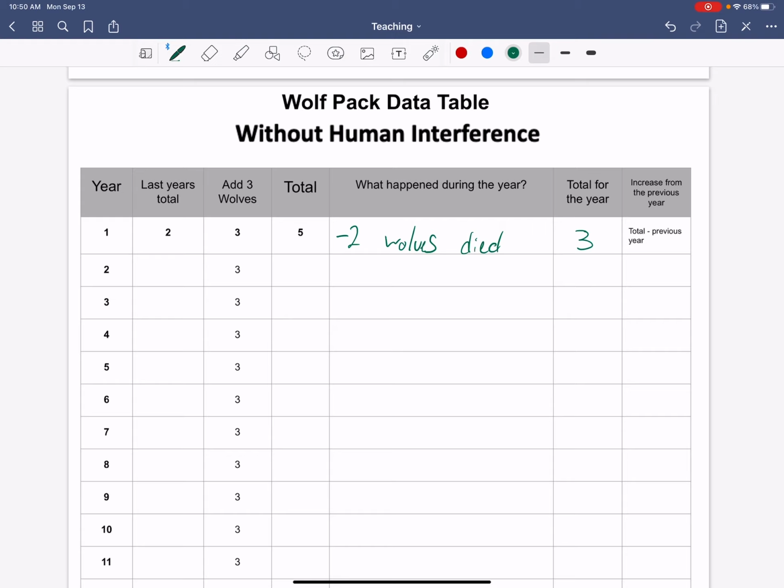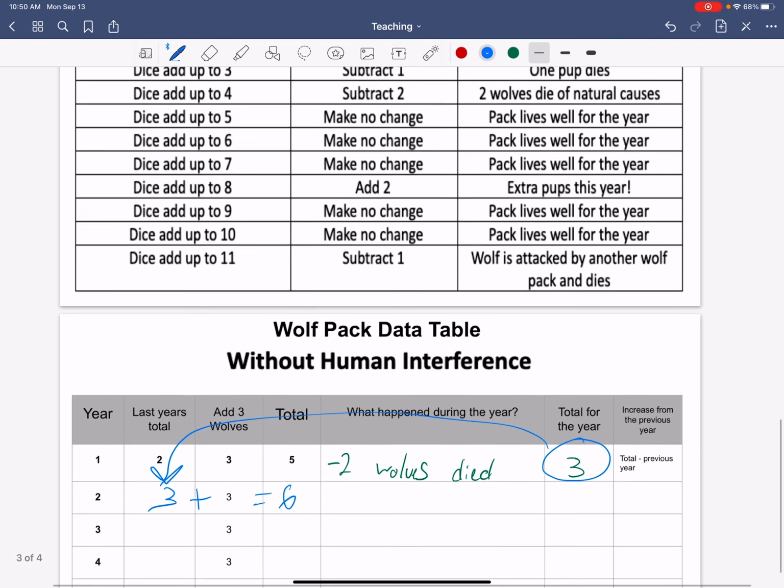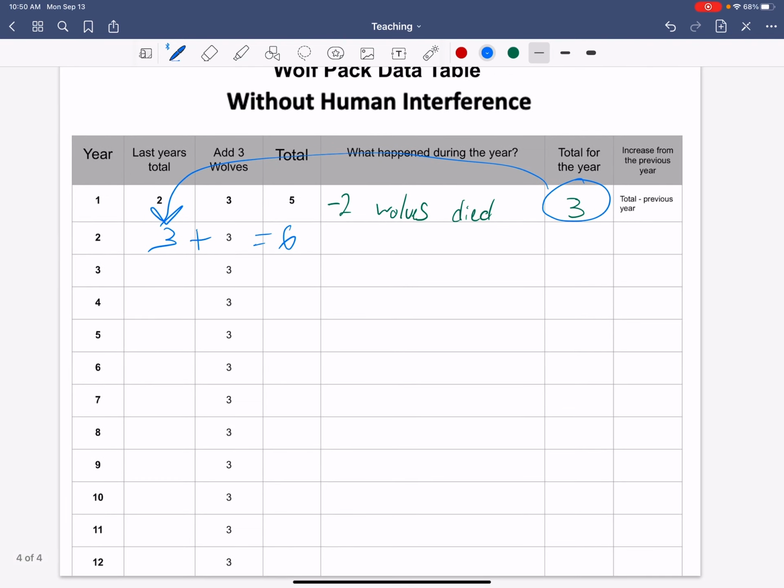The following year, I'm going to take that 3 and put it right there. I have 3 wolves at the start of the next year. 3 plus 3 gives me 6. I roll my dice again. This time I got dice that add up to 5, no change. Pack lives well. So I'm just going to write no change. That means at the end of the year, I still have 6 wolves. The following year, I have 6 wolves. 6 plus 3 gives me 9.